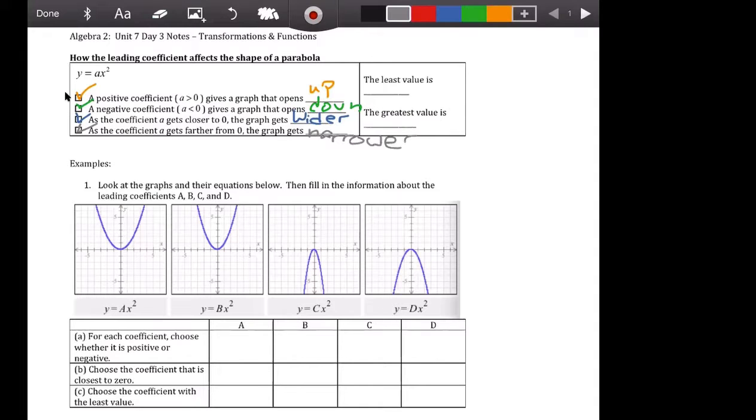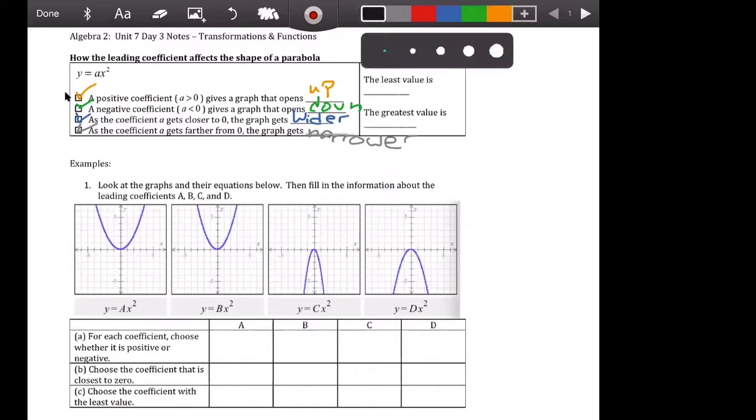As we look at these graphs down here, the narrowest graph will be the graph whose A is further from 0, and the widest graph, this is the widest one here, is the graph that's going to have the A closest to 0. Now there will be questions like this one. Choose the coefficient with the least value.